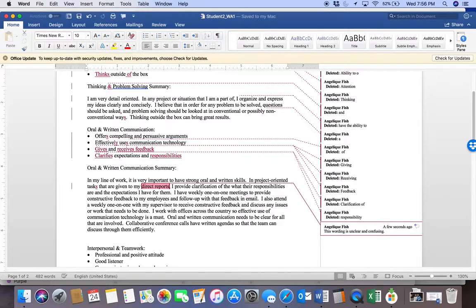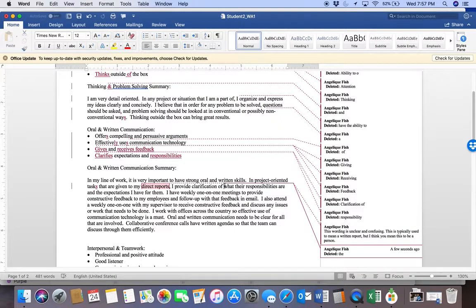Okay. Let's see, in project-oriented tasks that are given to my direct reports, we'll just say this is typically used to mean a written report. But I think you mean this to be a person, something like that. Anyway, okay. I provide clarification of what their responsibilities are and expectations I have for them.